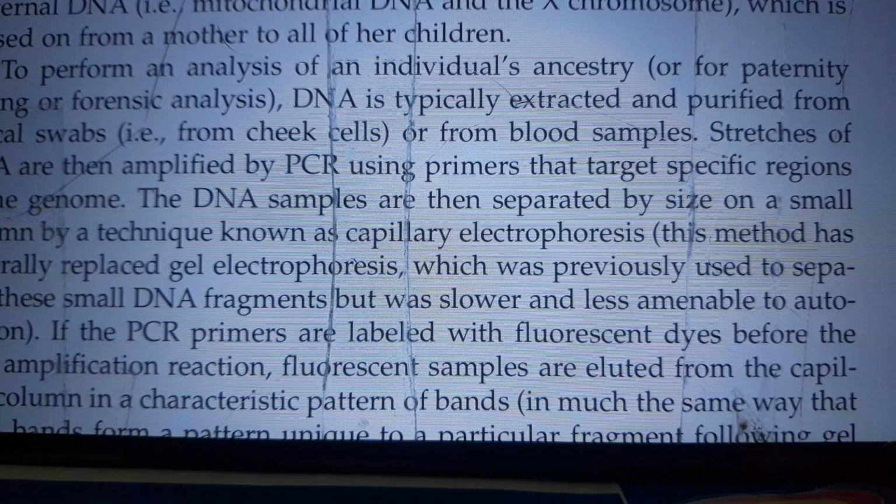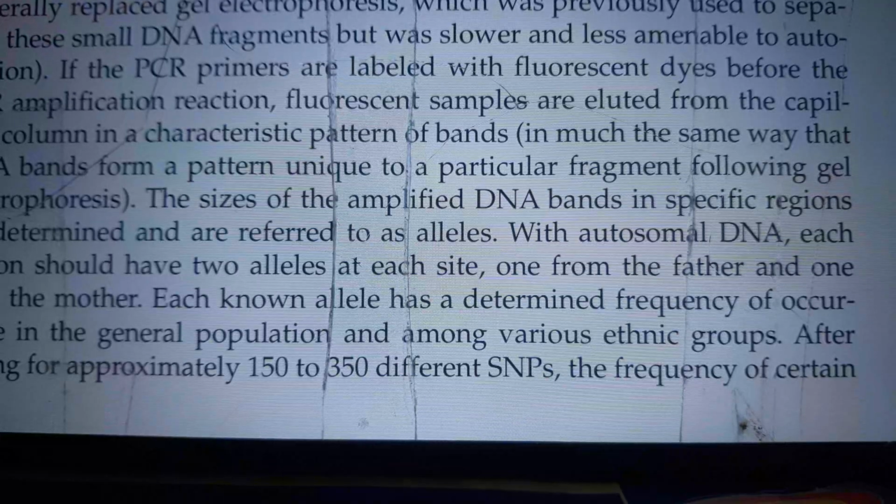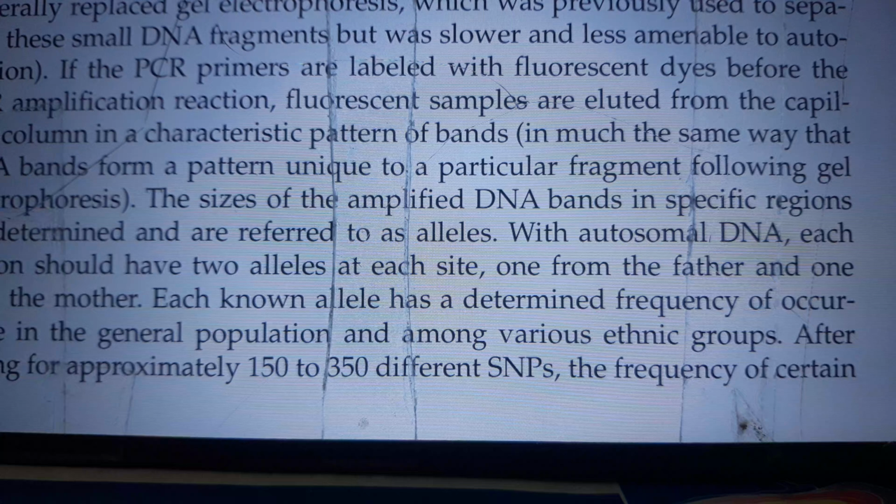To perform an analysis of an individual's ancestry, or for paternity testing or forensic analysis, DNA is typically extracted and purified from buccal swabs, that is from cheek cells, or from blood samples. Stretches of DNA are then amplified by PCR using primers that target specific regions of the genome. The DNA samples are then separated by size on a small column by a technique known as capillary electrophoresis. This method has generally replaced gel electrophoresis, which was previously used to separate these small DNA fragments, but was slower and less amenable to automation.